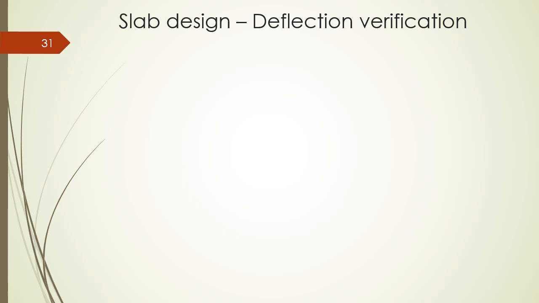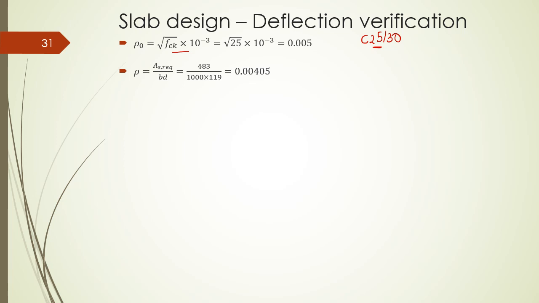For slabs, we will need to calculate deflection, and it's very important. So to do that, we will use equation 7.16 in Eurocode 2. First, we'll need to calculate rho naught, which is our reference reinforcement ratio, given by this formula. Our concrete class was C25/30, so we will use 25 for fck. Our reinforcement ratio is given as the area of steel required over the cross-section area, which gives us 0.00405.